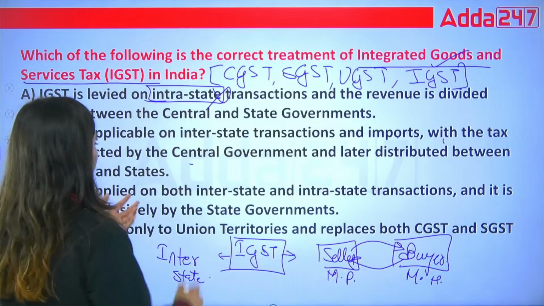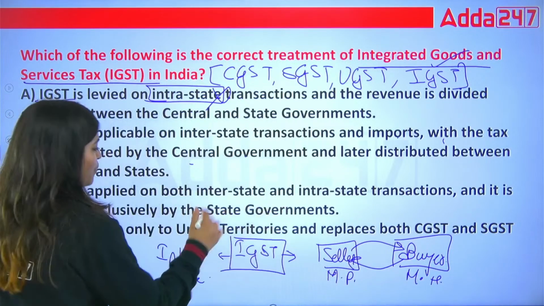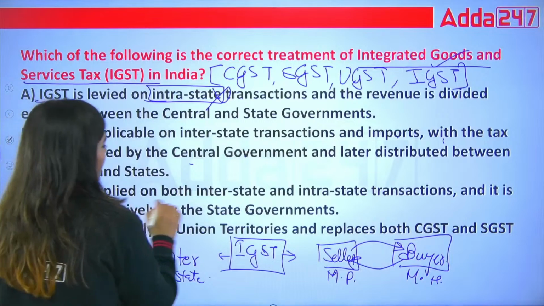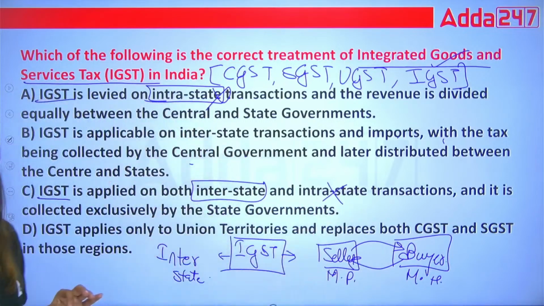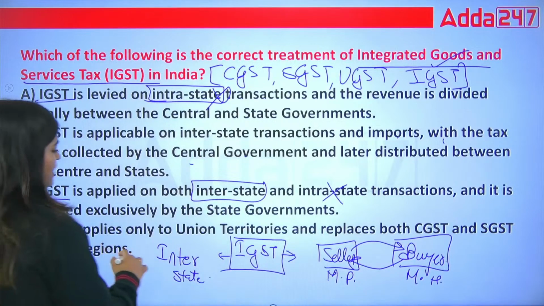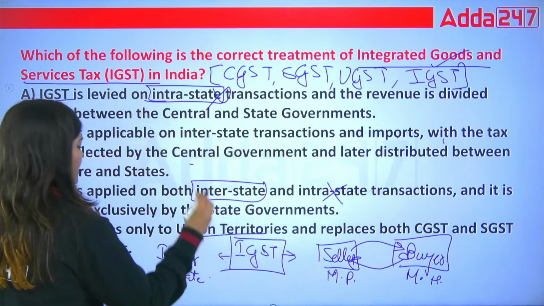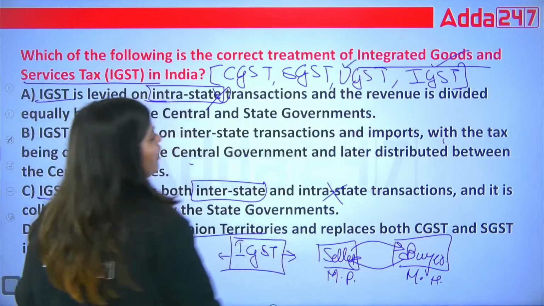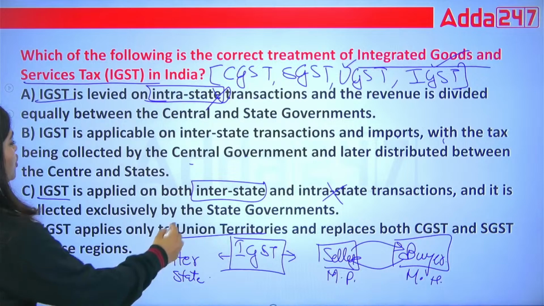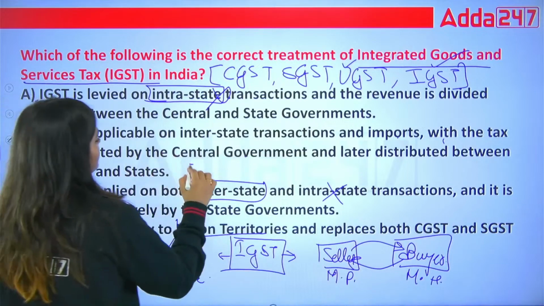IGST is applied on both interstate and intrastate? No. IGST is applied only on interstate and not on intrastate transactions. The last option, IGST applies only to union territories, is again wrong. For the union territories, we have the UGST. So as per this, you can say B is your right answer.